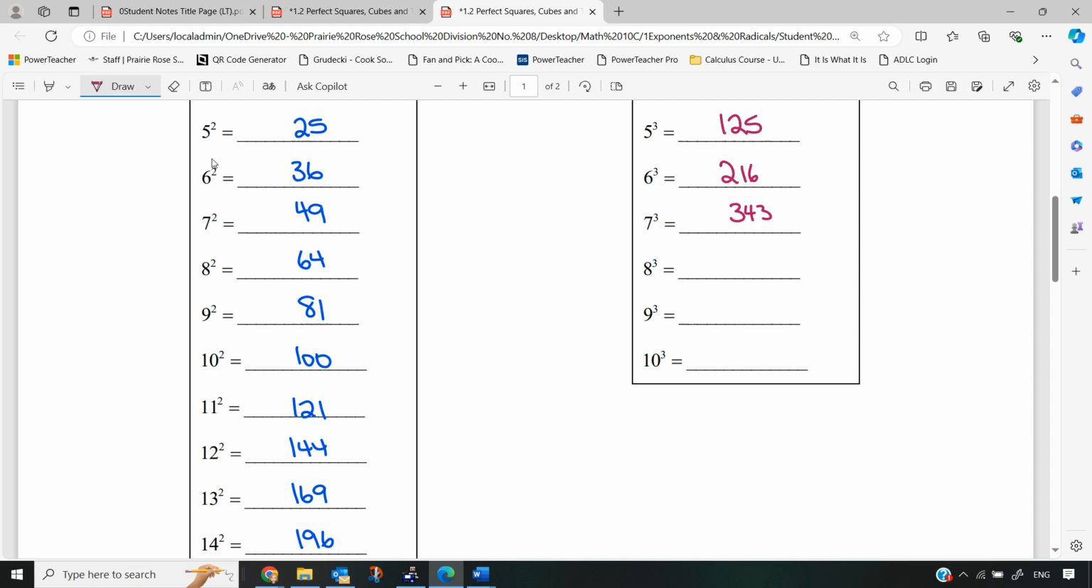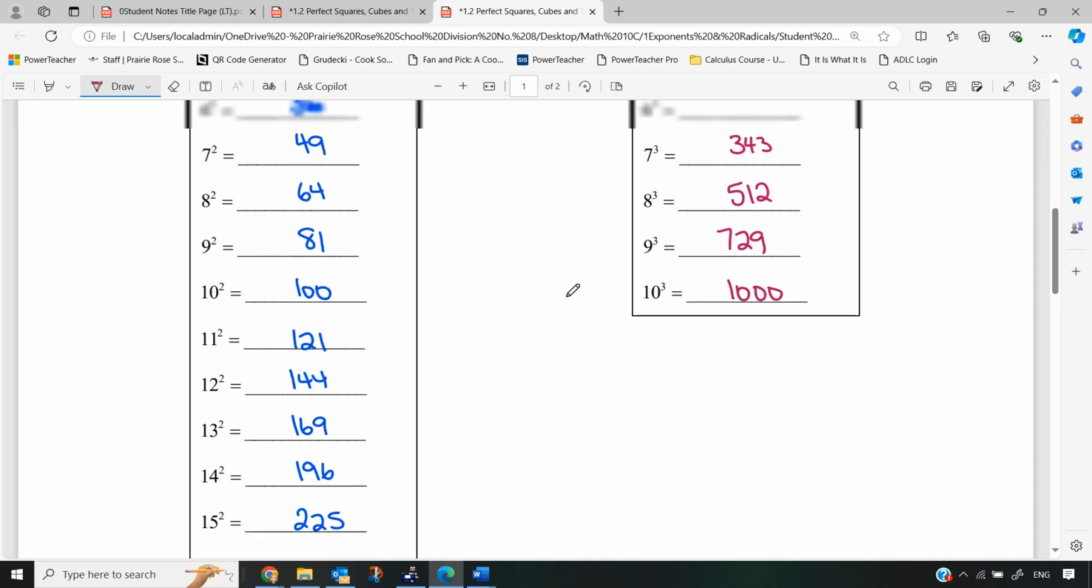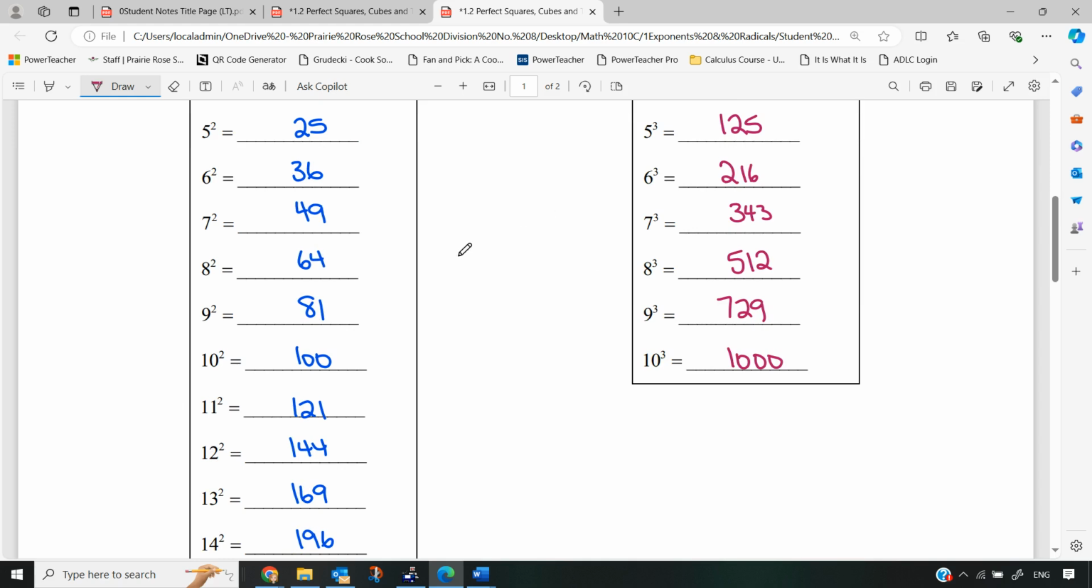and then moving down here, we've got 512, 729, and 1000. So for the perfect squares, I'm recommending that you memorize up to 15 squared. For the perfect cubes, I'd recommend memorizing up to 10 cubed. Honestly, I get stuck after about the 6 cubed sometimes.